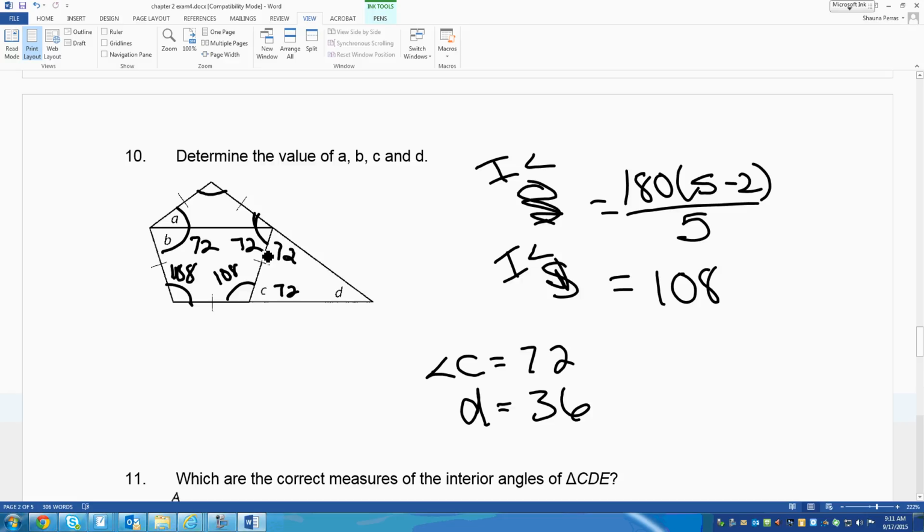How do I find angle A? 108 minus 72 gives us 36. Okay? So whenever you see a shape, a lot of times I would look, okay, is it a regular pentagon? Can I find its individual angle measure? Right? That would be my first step. And then I would look, oh, there's some straight lines there. I know straight lines add up to 180. Can I work with that?